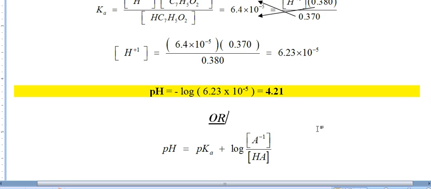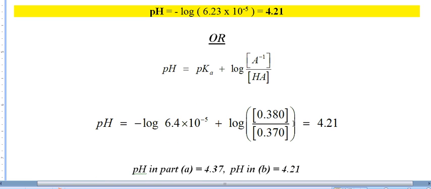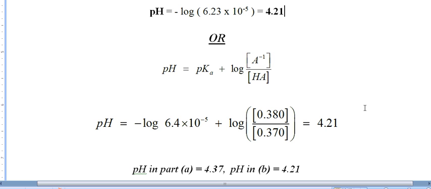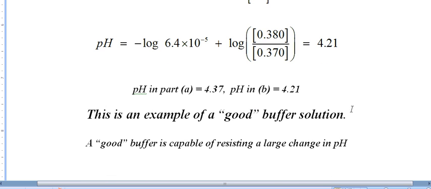Alright, we'll talk about that pH here in a moment. Again, using the Henderson-Hasselbalch equation is a great option if you know how to use it. So let's talk about how effective this buffer was, or if it is a good buffer at all.